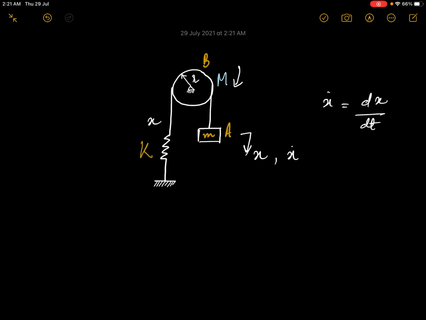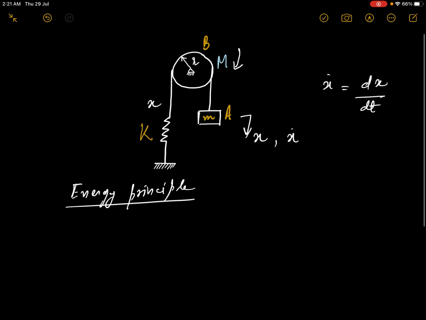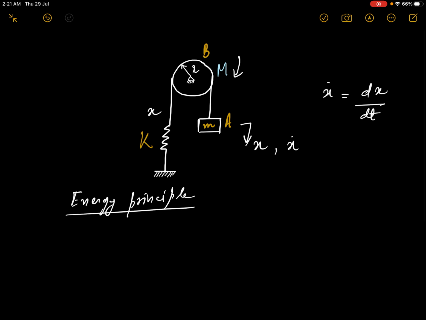So we will try to solve this problem using the energy principle. In the energy principle, we will try to calculate the individual energies of the system. We will sum them up and then we will differentiate with respect to time. So here we can clearly see that the system which is shown here has three kinds of energy.